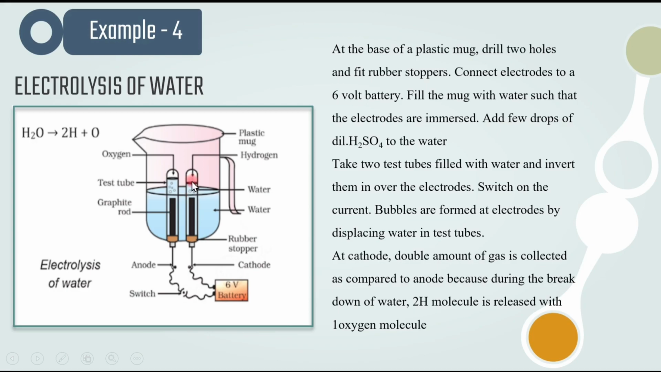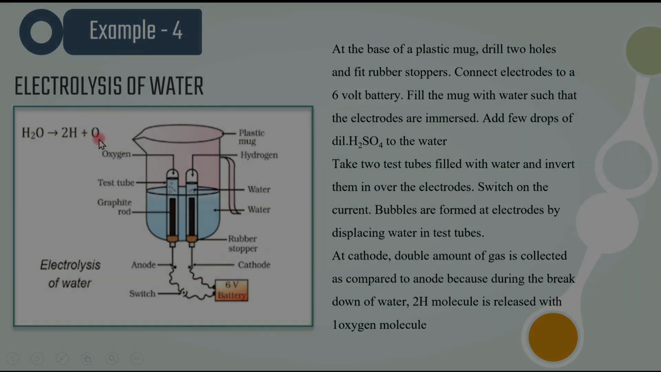At the cathode, double the amount of gas is collected when compared with the anode, because during the breakdown of water, 2 H molecules are released with one oxygen molecule. At the cathode, 2 molecules of hydrogen are continuously collected, and hence in this experiment water undergoes decomposition and produces 2 molecules of hydrogen and 1 molecule of oxygen.